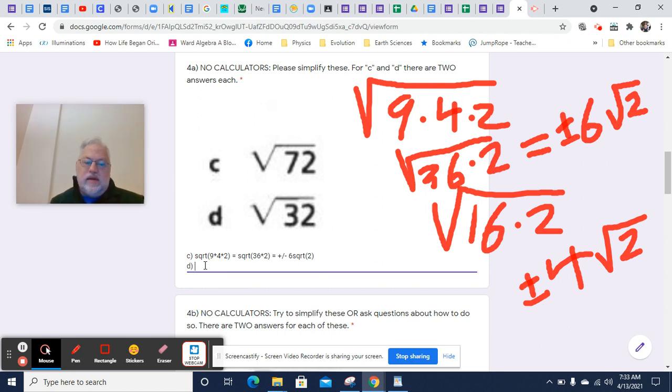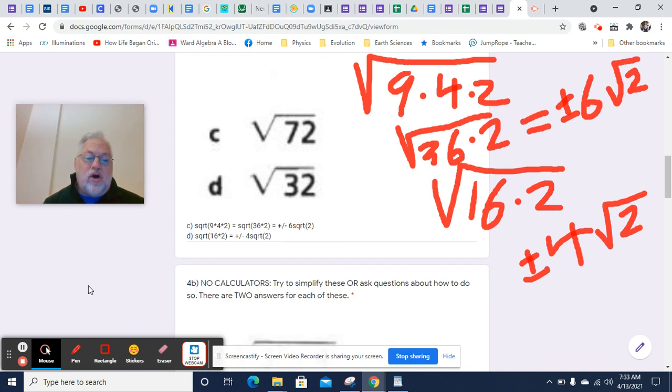So I'll put that in here. D ends up being square root of 16 times 2. If you didn't see that, you might have seen 4 times 8, and then you could break those down. But basically, your goal is to see what's the largest perfect square that's hidden within there as a factor. And the largest one is 16. So we're going to say that equals 4 square root of 2. And then we want to put in the plus or minus to indicate that there are actually 2 answers to the square root of 32. The principal one is positive 4 square root of 2, but there is also a negative option.